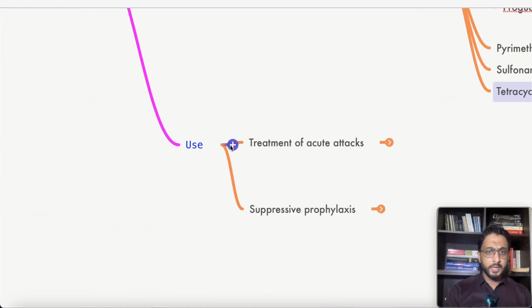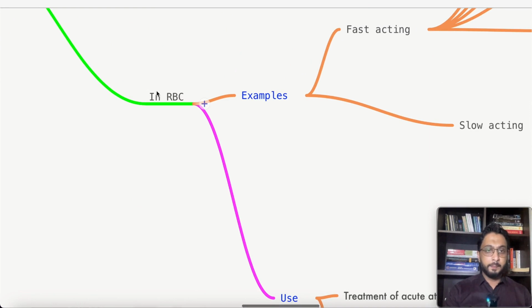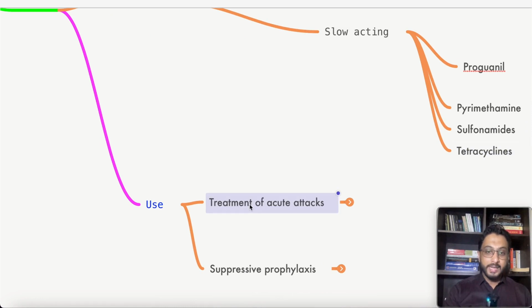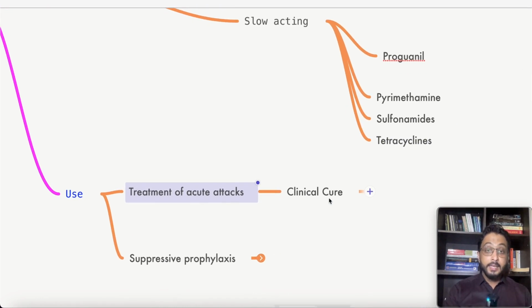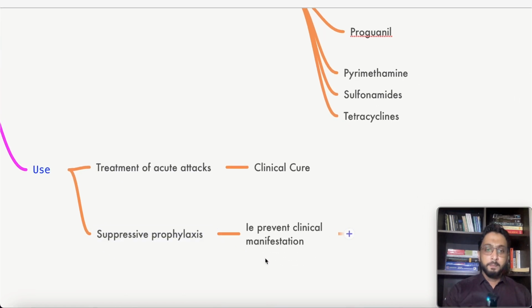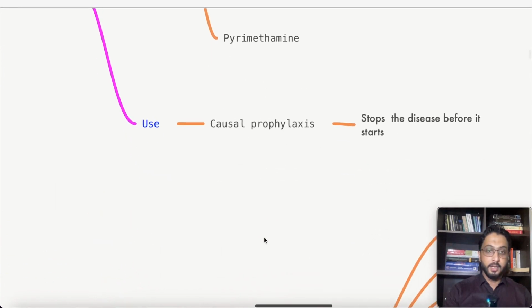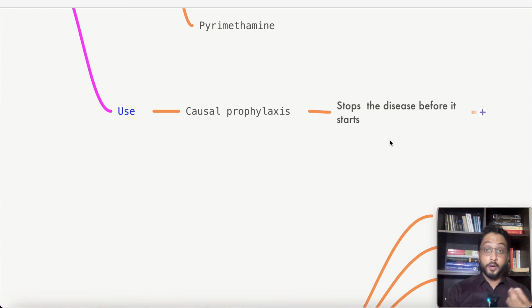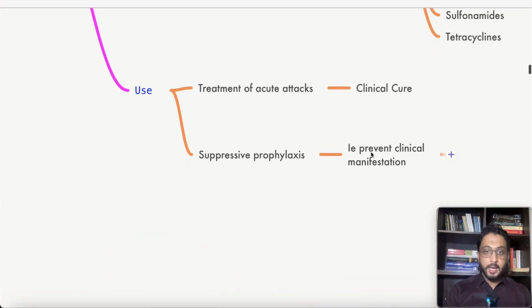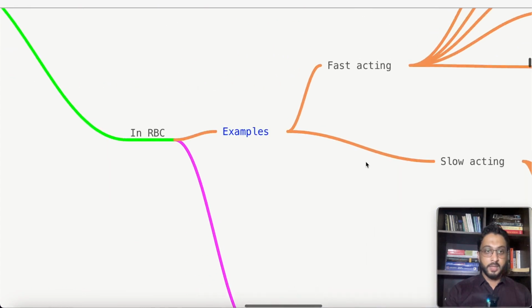Now, where are they used? Understandably, the RBC stage is what is responsible for all the manifestations. So you can treat the acute attacks, which you can call clinical cure. The clinical manifestations can be cured or prevented. You can also use them for suppressive prophylaxis. Previously we said causal prophylaxis: if it's in the liver, it's causal prophylaxis because it stops the disease before it starts, since the development is stopped there. Here the clinical manifestation stops, so it's called suppressive, suppressing the clinical symptoms and preventing the clinical manifestation. So that is about the RBC.